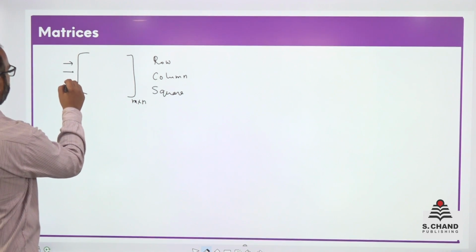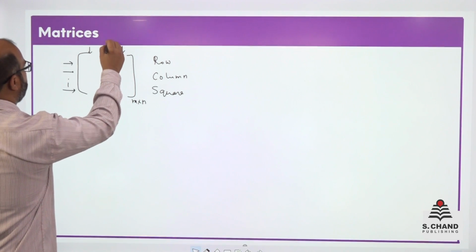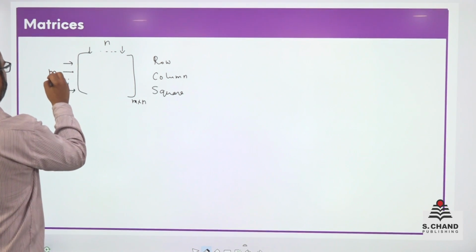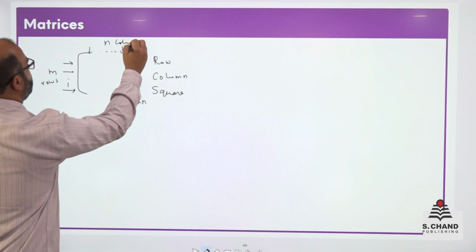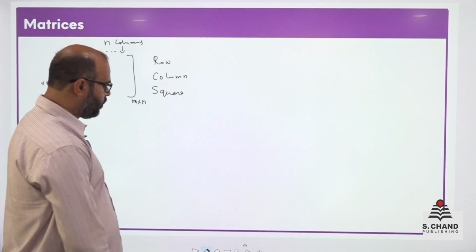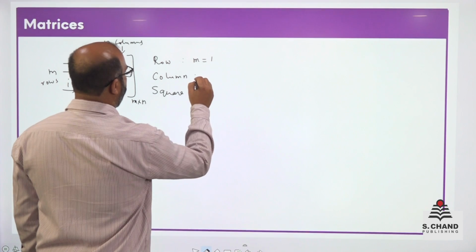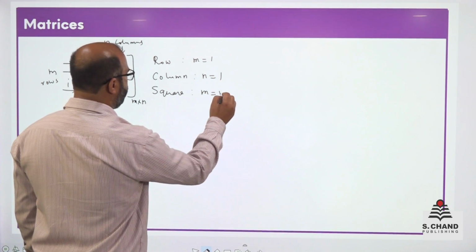So in the case of a square matrix, m and n are equal. M rows, n columns, so m cross n is the order of the matrix. A square matrix, m is equal to n. Row matrix, the number of rows is equal to 1. Column matrix, the number of columns is equal to 1.